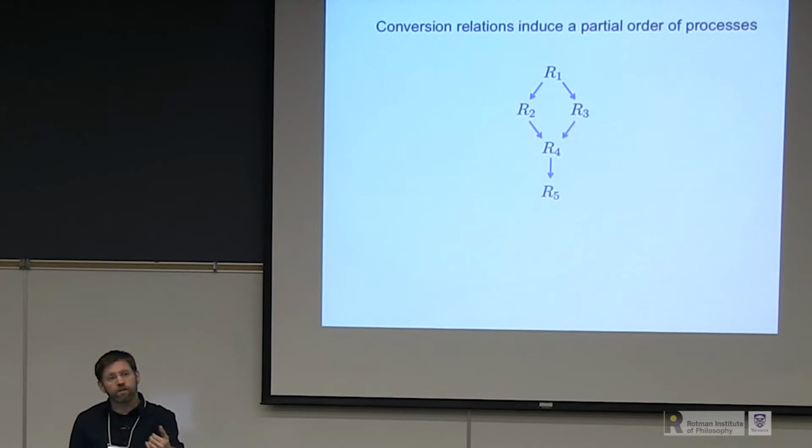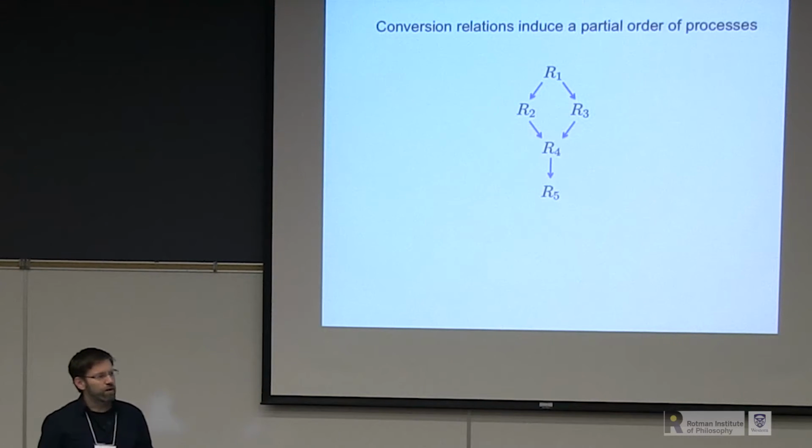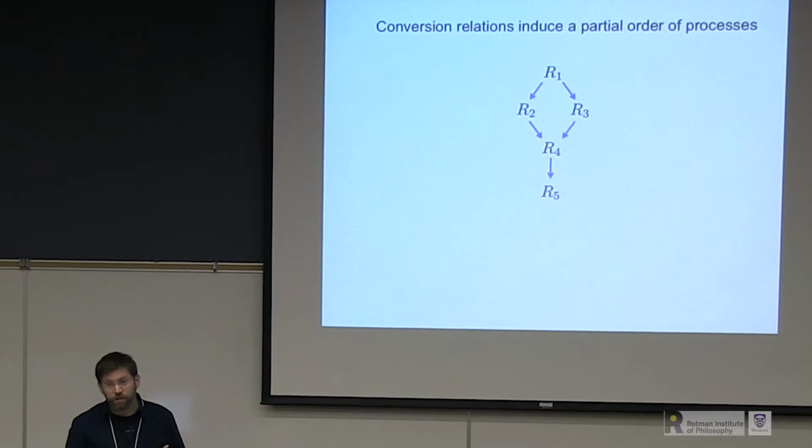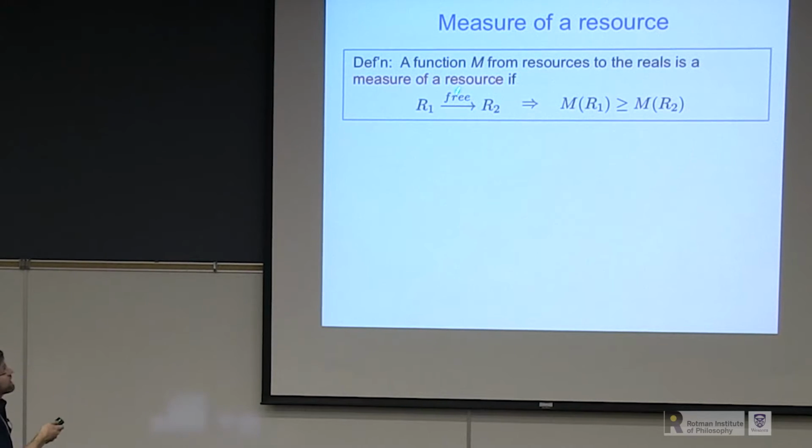And so one of the consequences is that when you try to measure how much of a resource you have, typically you're going to need more than one measure. So what do I mean by that? First of all, how do we define a measure of a resource? Well, here's the idea. A function m, which is just from your set of resources to the reals, is going to be said to be a measure of the resource if whenever you can convert R1 to R2 by these free processes, then the measure is larger on R1 than it is on R2, or not less than it is on R2. And so that just means that a measure of a resource should be something that is not increasing under this free processing. Right? The free processing cannot increase the measure of the resource.